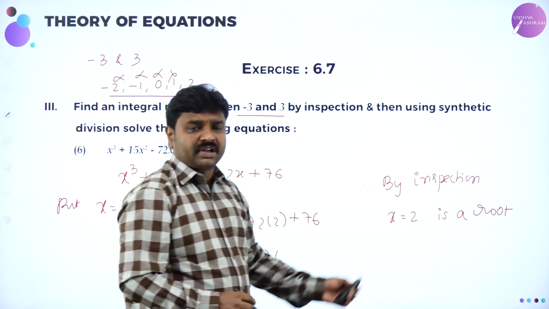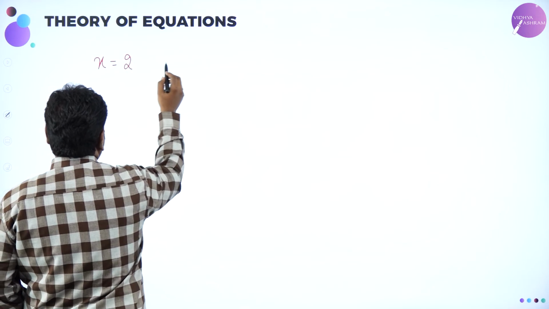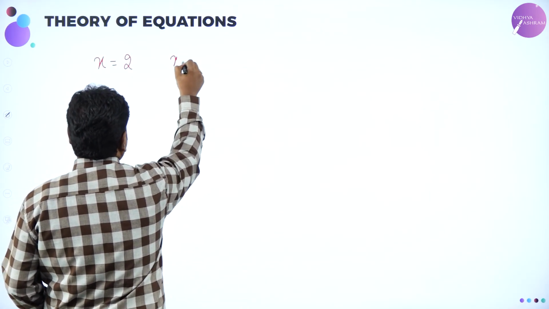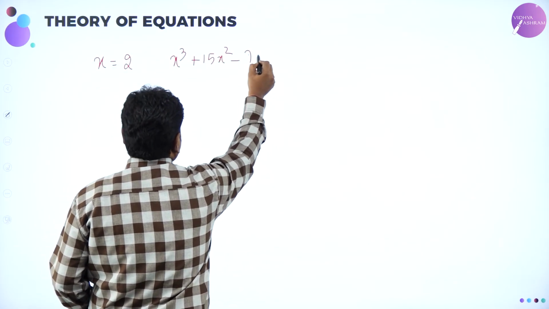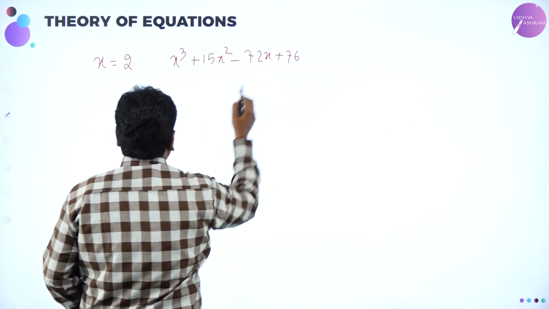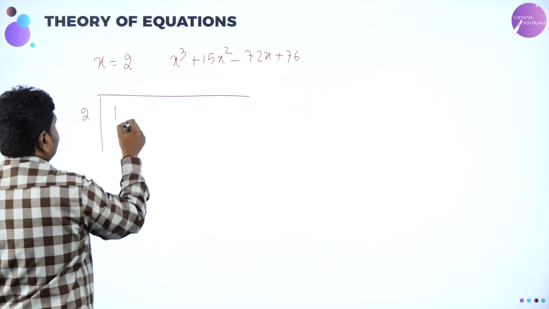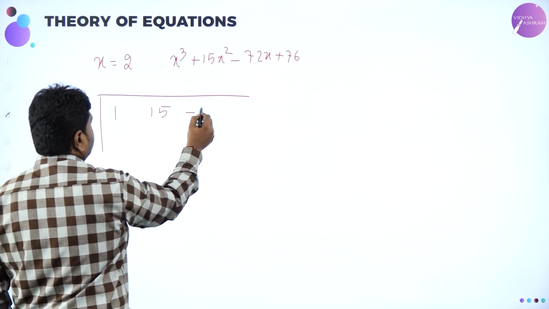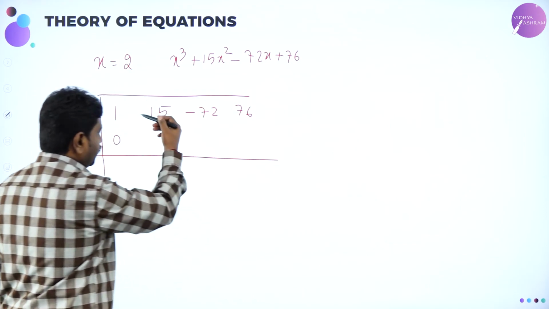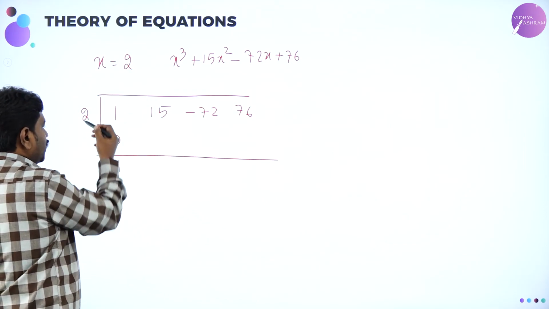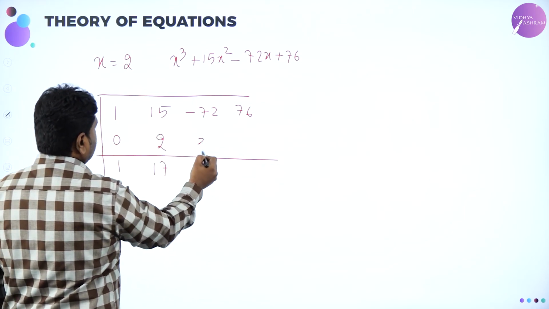So now you got the multiplier. Now go to synthetic division. So x is equal to positive 2, and the equation is x cube plus 15x square minus 72x plus 76. You know synthetic division: outside you write 2 and take the coefficient of x cube, that is 1, then the coefficient of x square, 15, then minus 72, then 76. Then add 0 to the first digit always. So 1 plus 0 is 1. 1 2s are 2, add it. 15 plus 2 is 17. 17 2s are 34, add it.